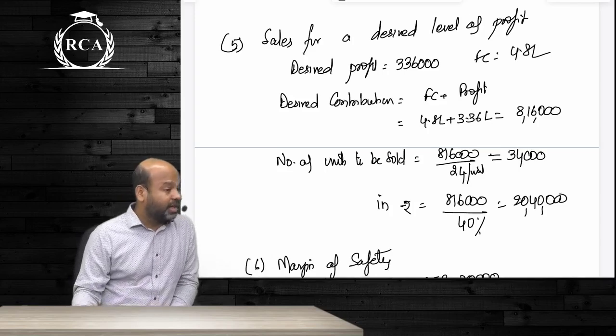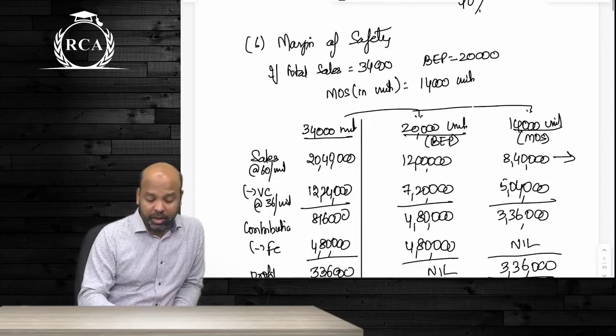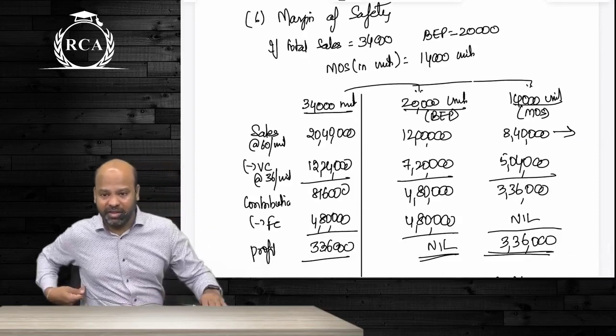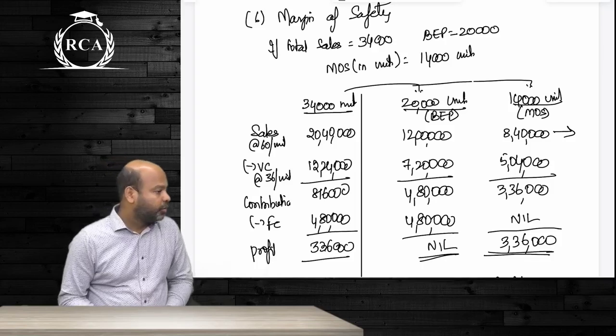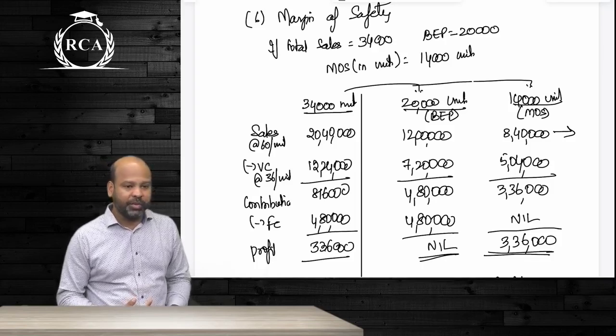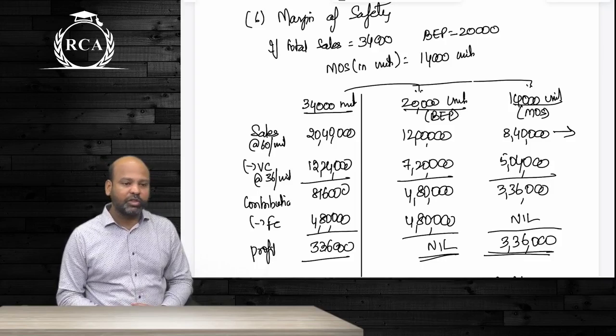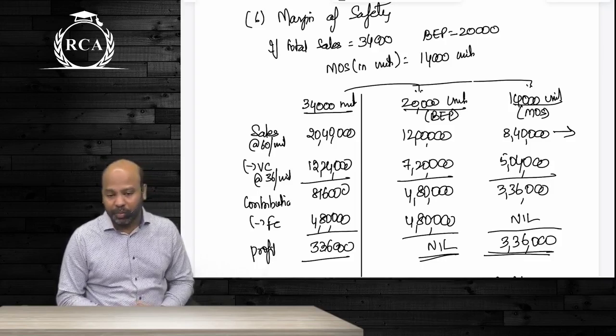Then, guys, we did the concept of margin of safety. I said margin of safety is the excess sales that you're realizing over and above your break-even point. So if your total sales are 10 lakh rupees and break-even sales is 8 lakh rupees, your margin of safety will be 2 lakh rupees.